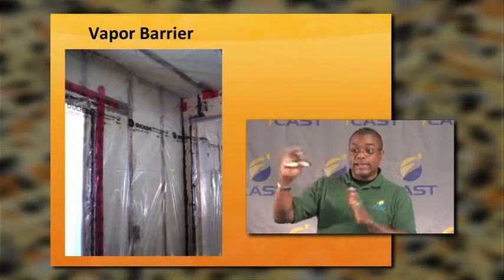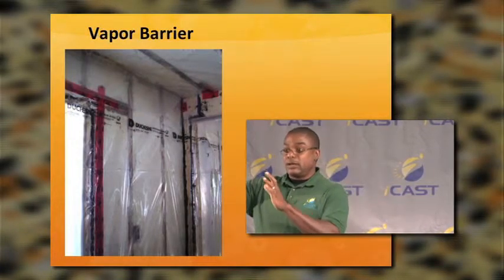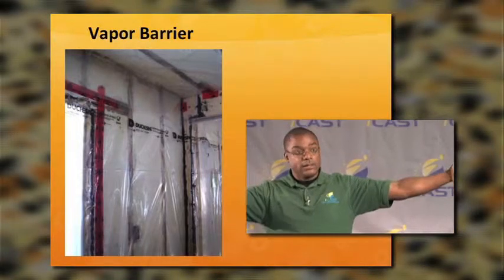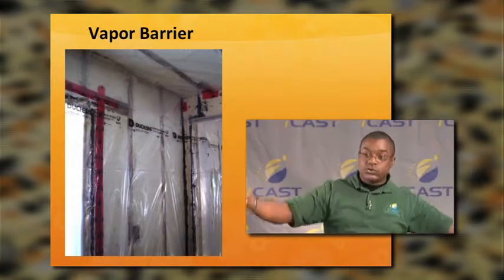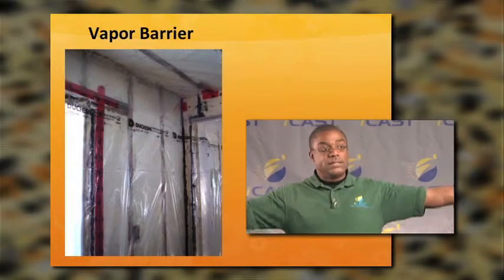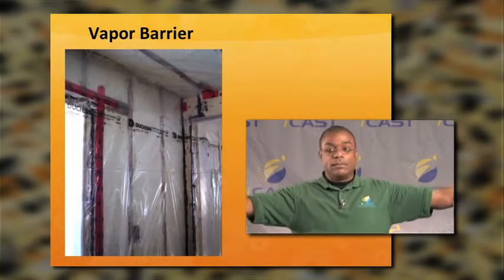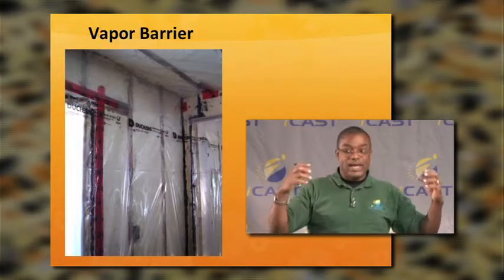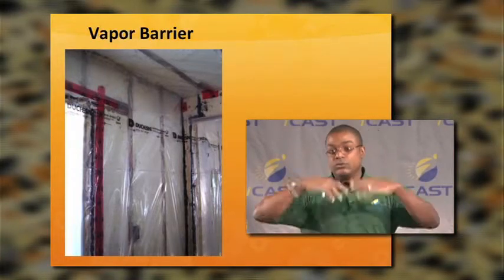Now, on the other hand, in a climate that has a high humidity outside, then our vapor barrier will go on the outside of our wall assembly to keep that moisture from permeating into the building. And then we have to get rid of it somehow through ventilation.